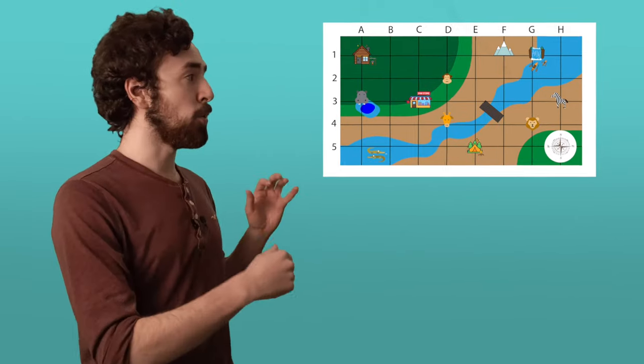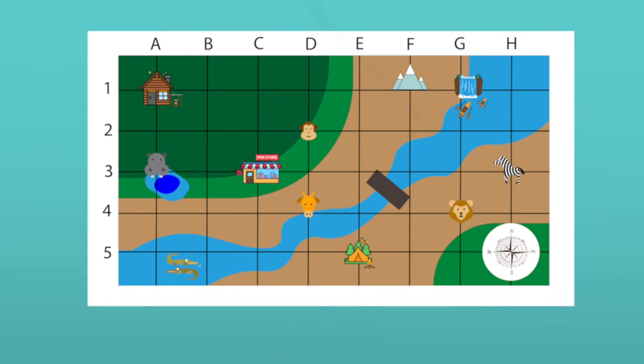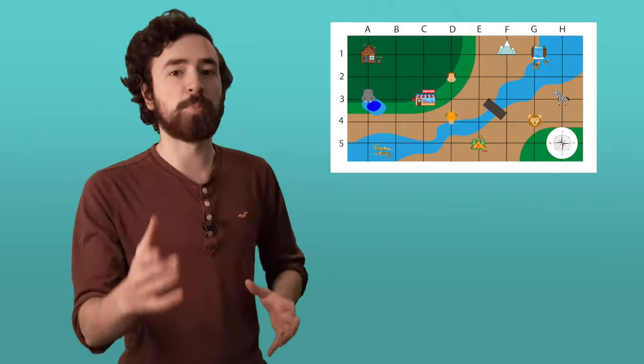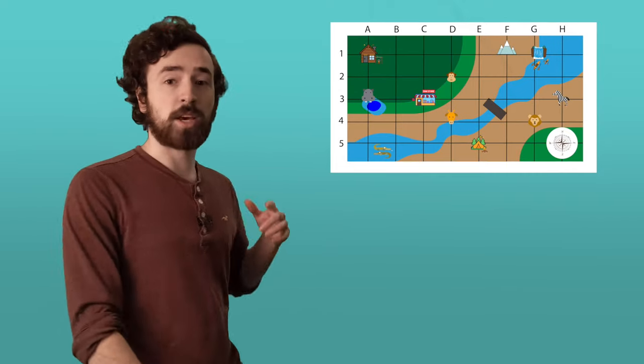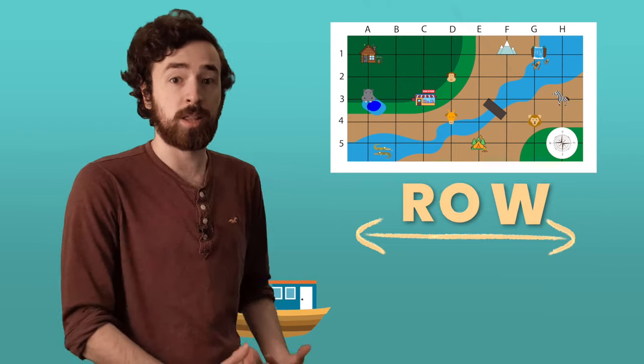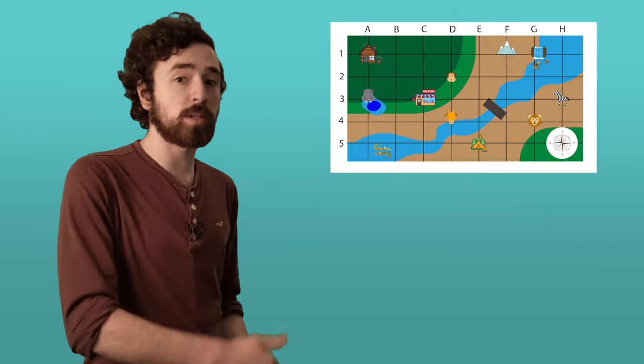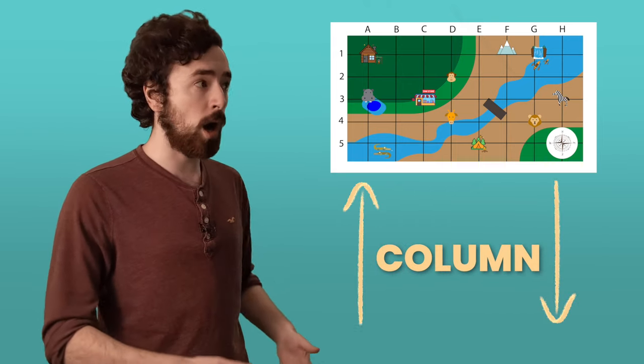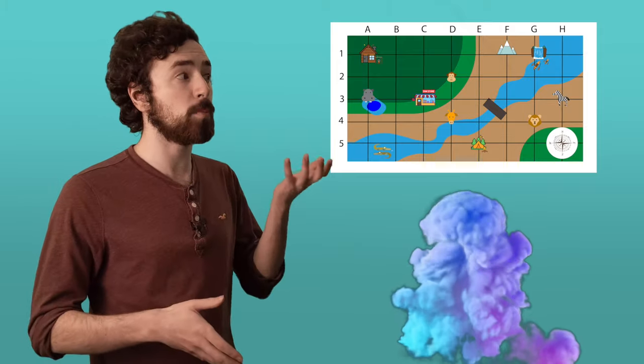Can you see how all the rows and columns are labeled with numbers and letters? To help you remember, rows are the ones that go across the map, like how you row a boat across a lake. And columns are the ones that go up and down, like how a column of smoke rises up out of a chimney.